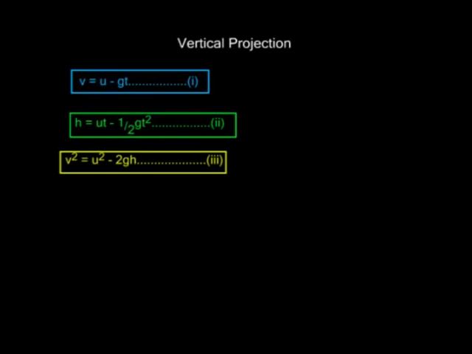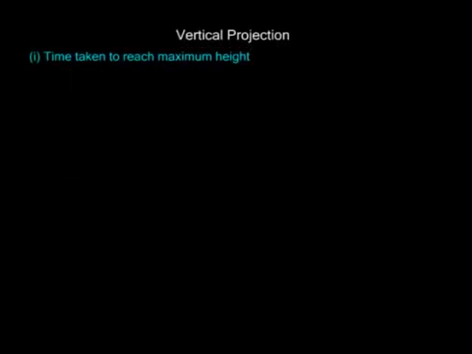Now, these three equations are very useful in deriving expressions for the following. 1. Time taken to reach maximum height. Now, at maximum height, the final velocity v is equal to 0. So from equation 1 above, 0 is equal to u minus gt, making t the subject of the formula, t is equal to u over g. This is the time taken to reach the maximum height.